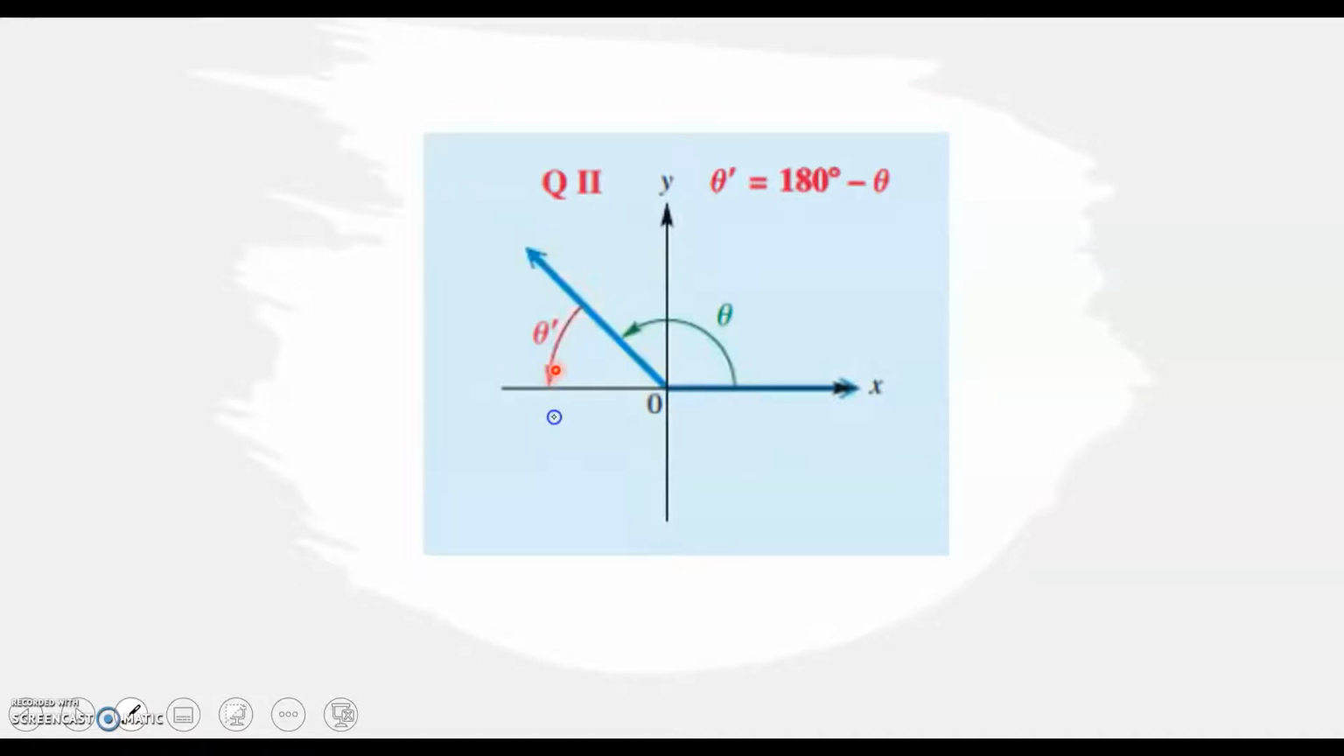And we will find the measure of this angle by taking 180, because remember from there to there is 180, and subtracting our angle theta from it. So that's what we have here. This is how you find the reference angle if the angle falls in quadrant 2. You would do 180 minus the angle that you're trying to find the reference angle for, and it will give you this angle here. That's the reference angle in quadrant 2.